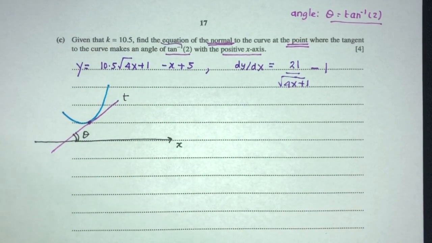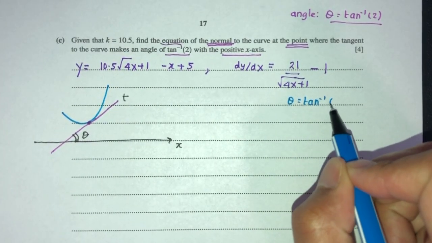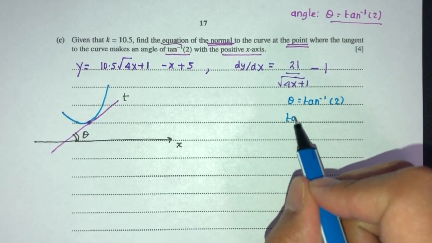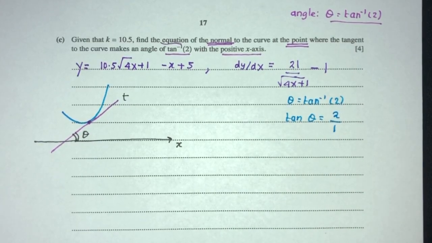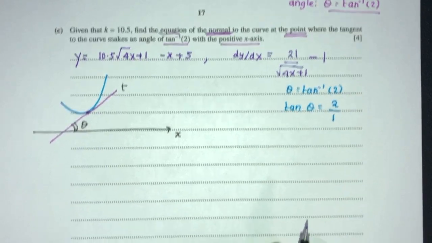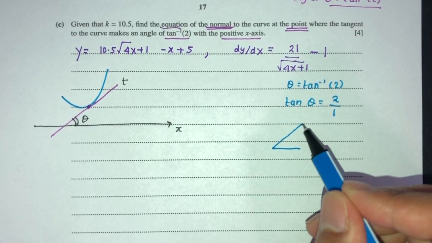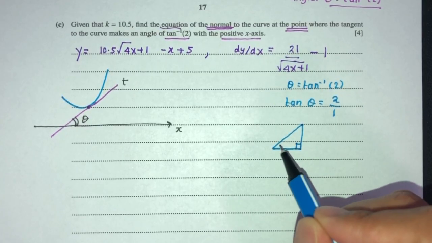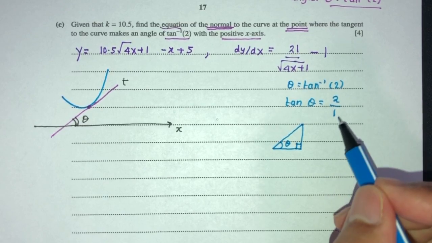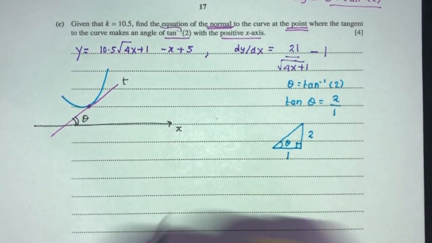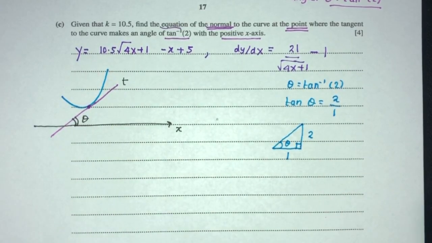I'm given that theta is equal to tan inverse of 2. Now, I can say tan theta is 2, and 2 is 2 over 1. Makes sense, right? Usually, if you draw a right angle triangle, say this is 90 over here, this is theta. Tan is opposite side over adjacent side, that will be 1 and 2.